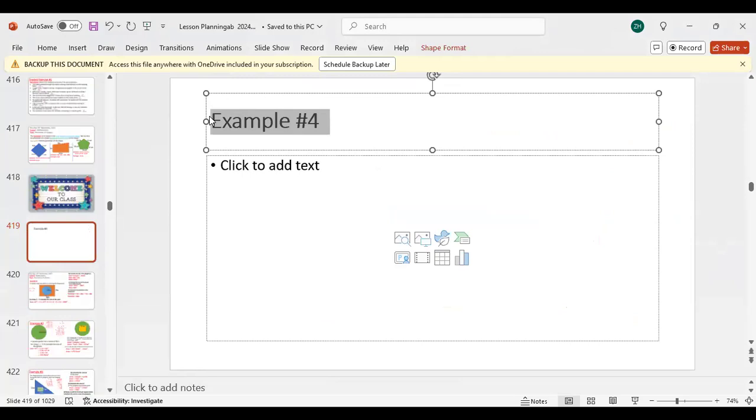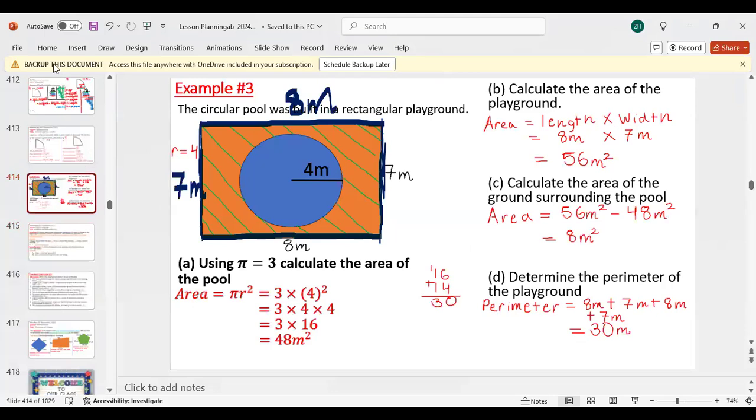Mr. Petit, please go back to example number 3 so I could screenshot it. Yes, I can do that. Trying to figure out where I was. I don't know, I'm always losing this stuff. Let me go back to example number 3, right? There we go. That's where this was. All right. Next up. Thank you, Mr. Petit. No problem.